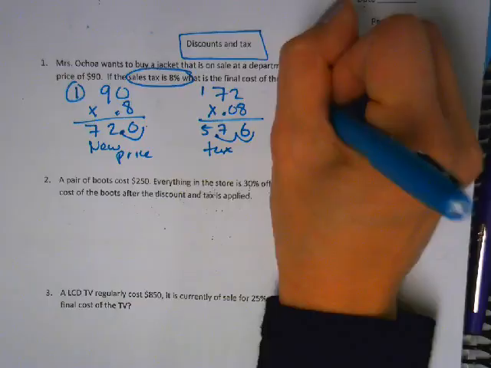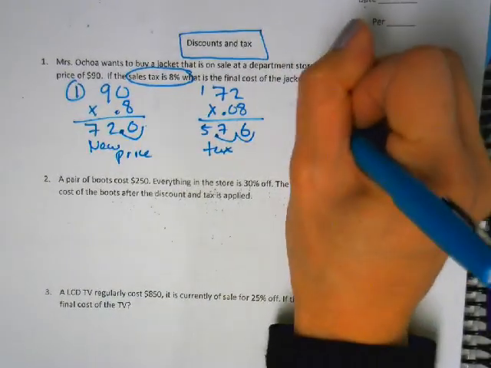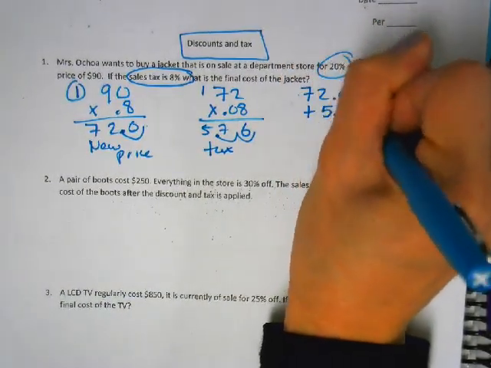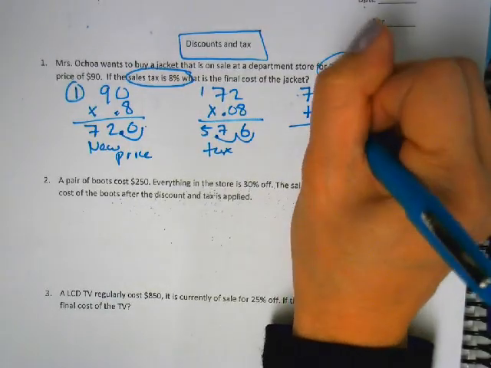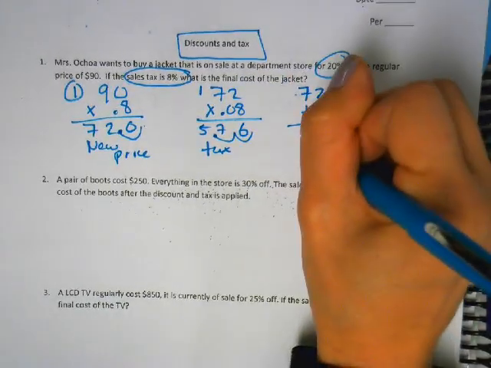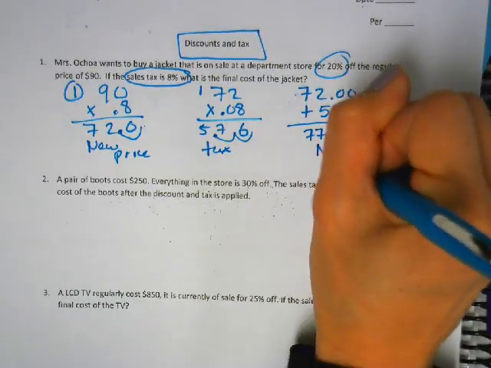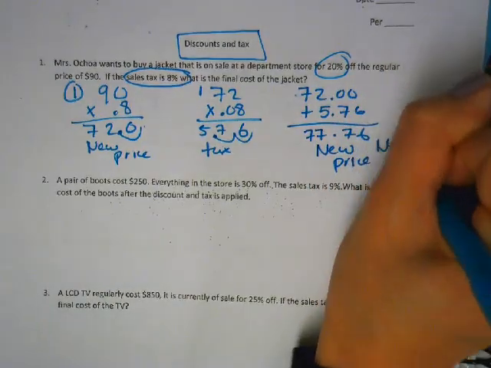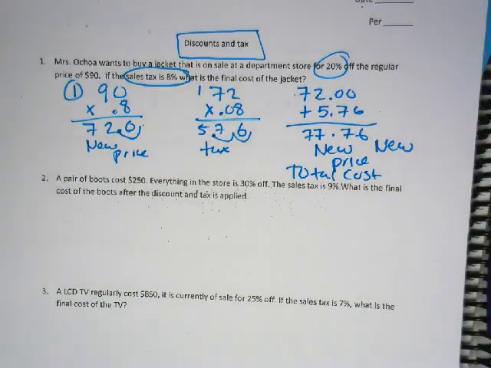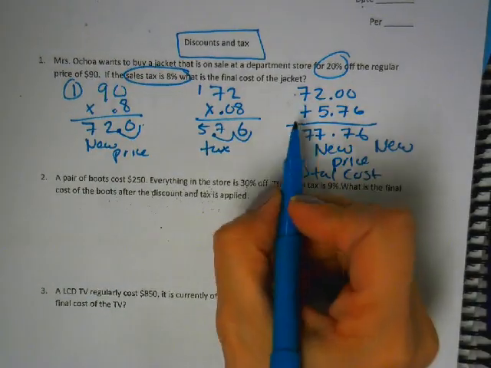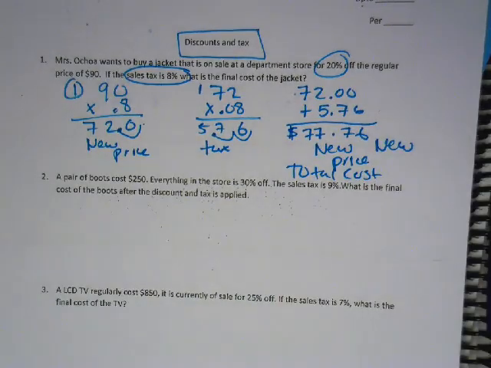And then the last step is to add your new discount price plus your tax. Feel free to rewind if I went too fast. I hope I didn't. So this is my new price, or my total cost. The final cost, total cost, would be $77.76.